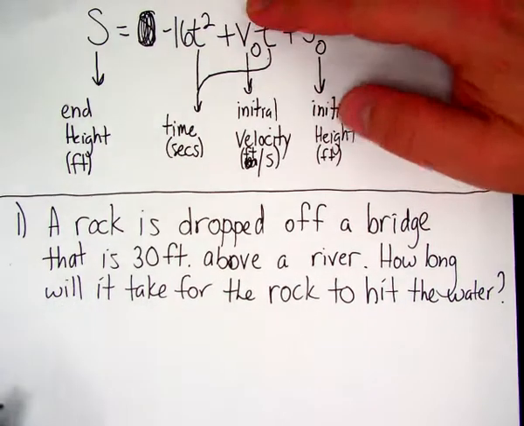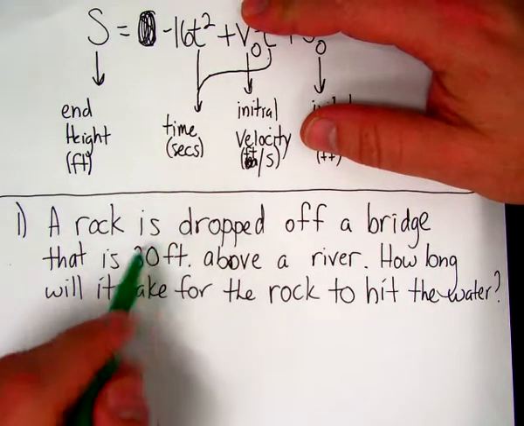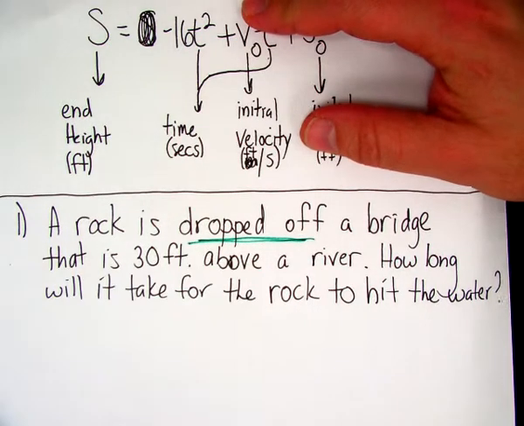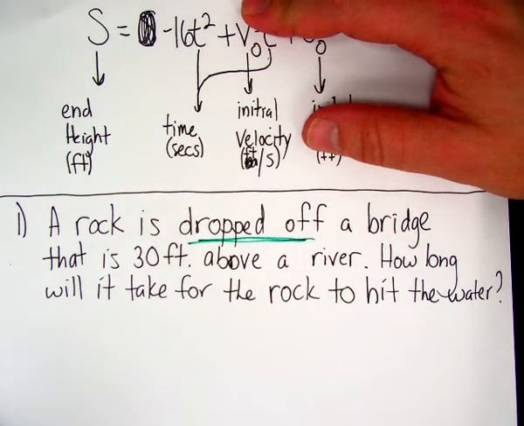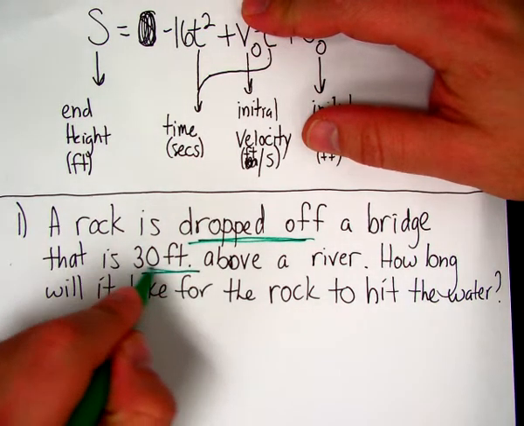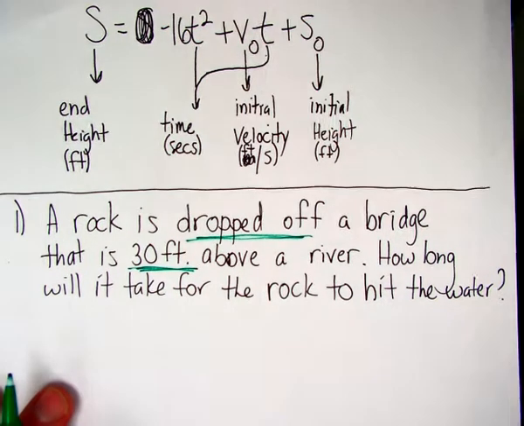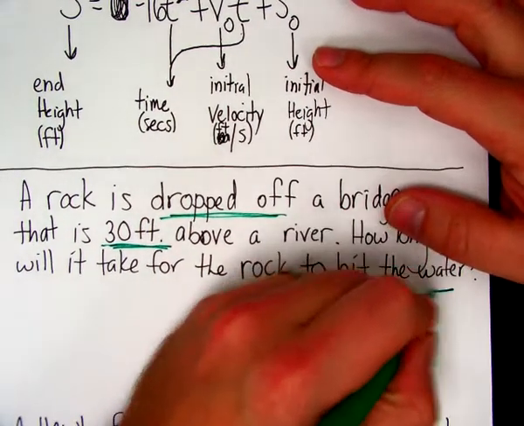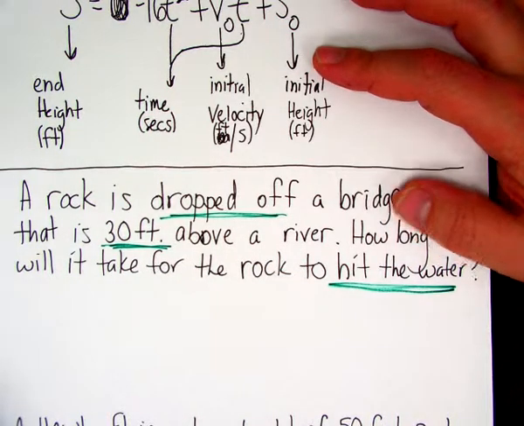Let's look at the important information in here. A rock is dropped. Okay, it's being dropped. It's not being thrown. So this is talking about our velocity. It is 30 feet above the river. So this tells us what our starting height is. And then the question finally asks, how long until it hits the water? This will be when it hits 0, which is at the very bottom.